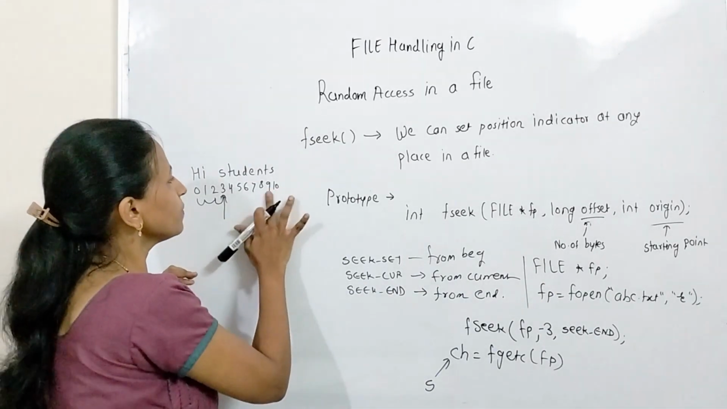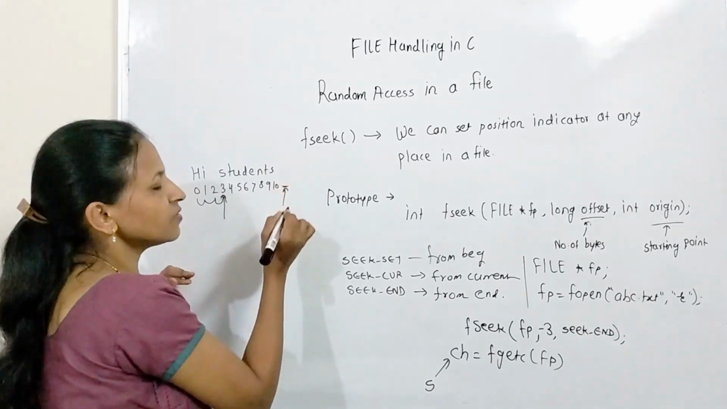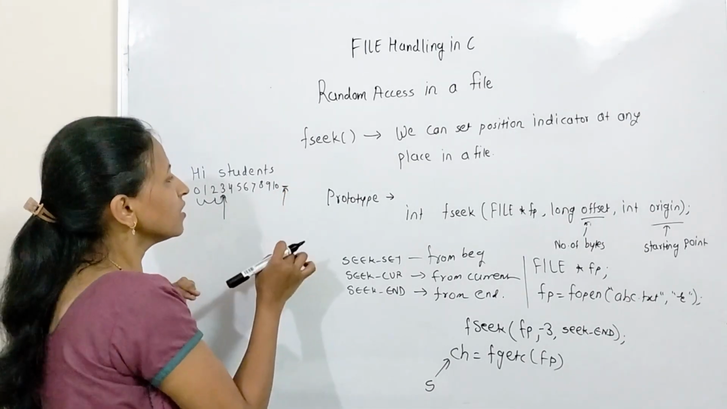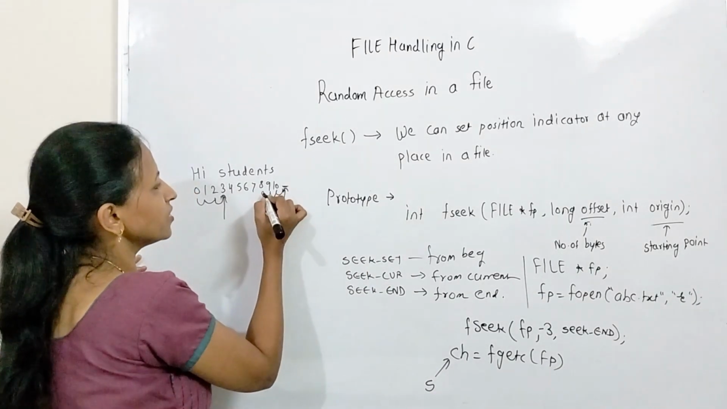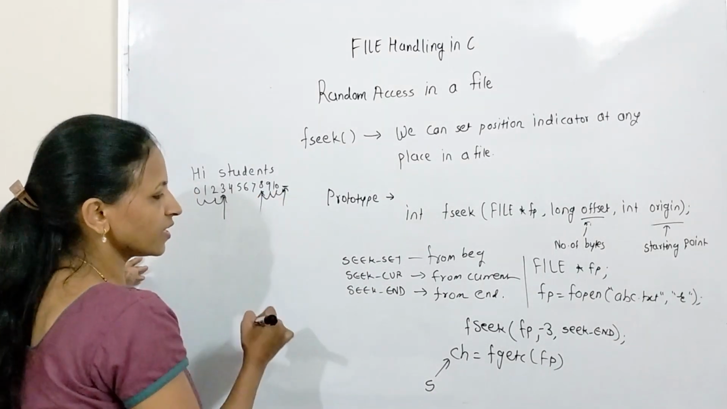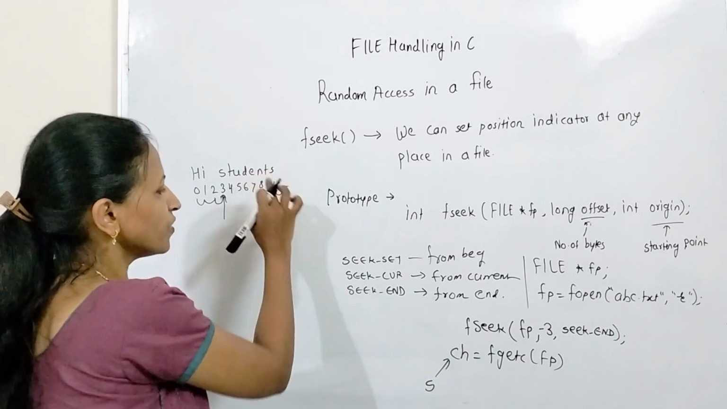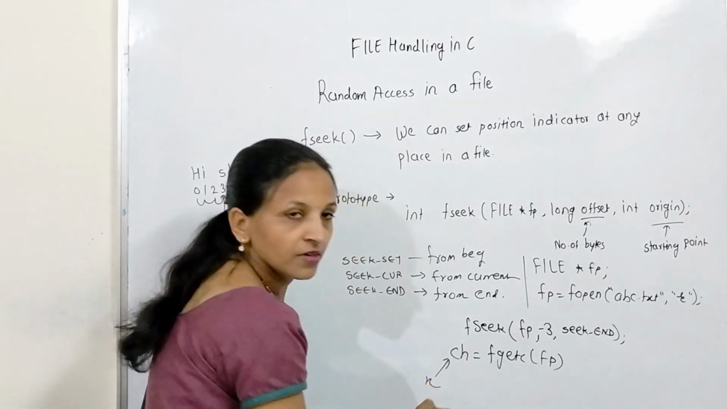Getting? End of file means here, at the end, here is the file pointer. Now from this point, if you want to move in the backward direction, 3 characters means 1, 2, 3. Here is the file pointer currently, and if you display that ch, then you will get n here.